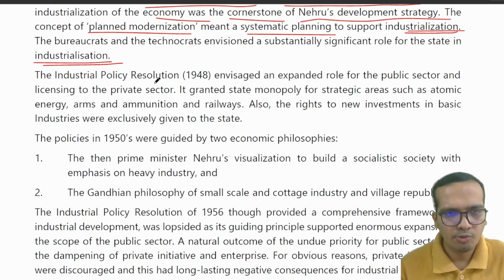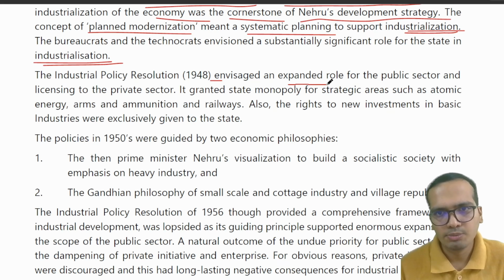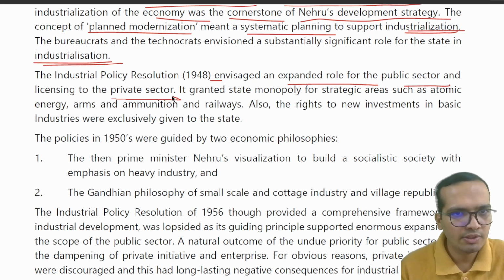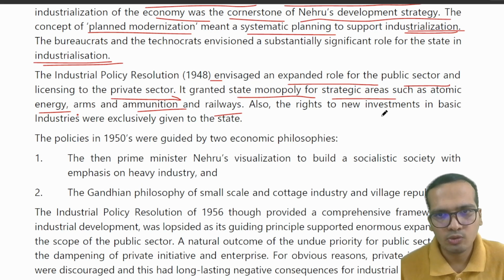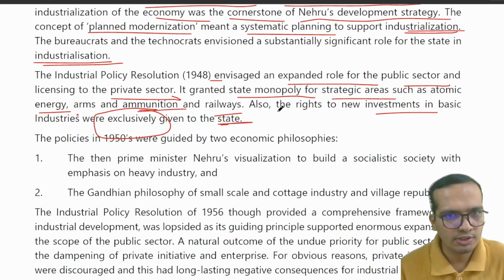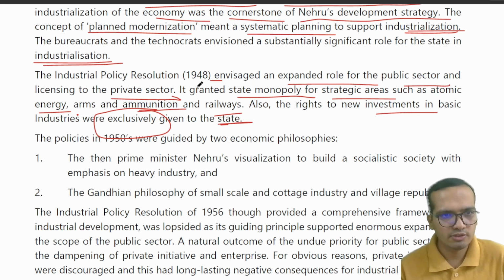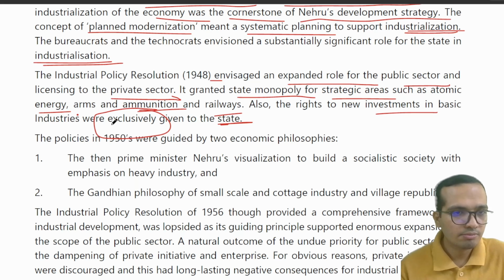The Industrial Policy Resolution 1948 encouraged an expanded role of the public sector and licensing to the private sector. It granted state monopoly for strategic areas such as atomic energy, arms and ammunition, and railway. Also, the right to new investment in basic industries was exclusively given to the states. मतलब स्टेट डिसाइड करेंगे कि क्या इन्वेस्ट कर सकते हैं, कहाँ इन्वेस्ट कर सकते हैं.